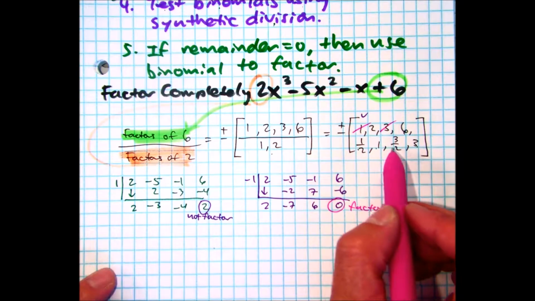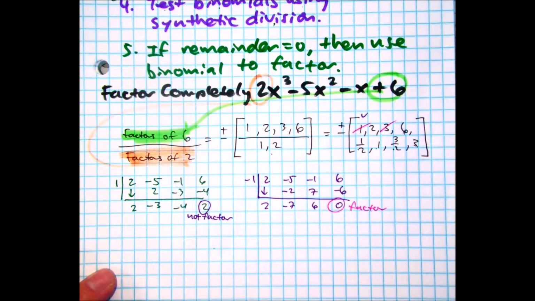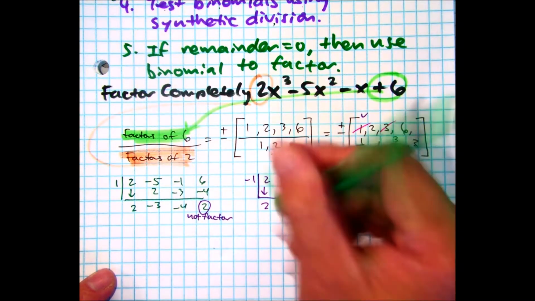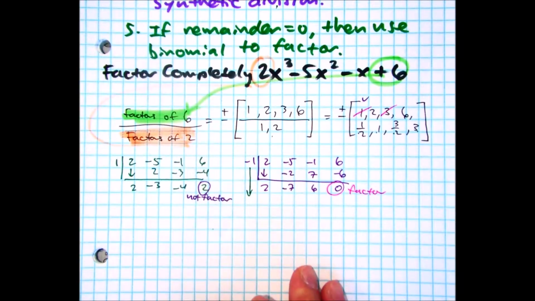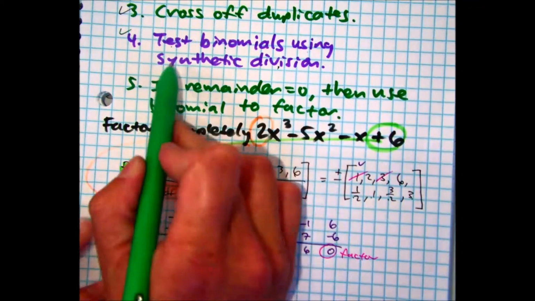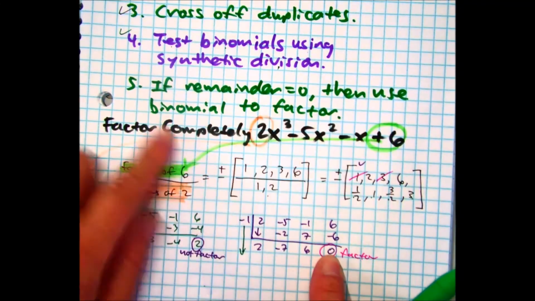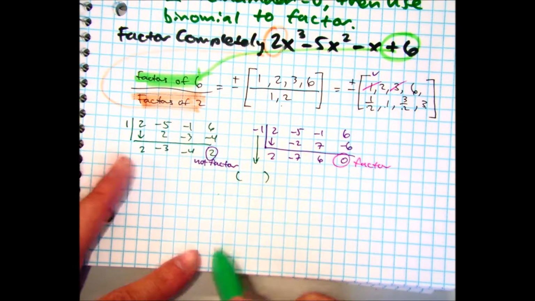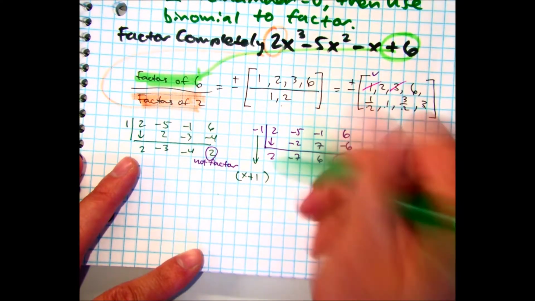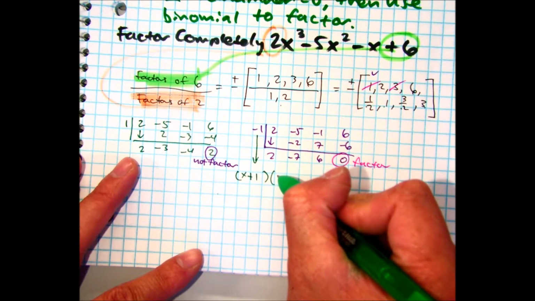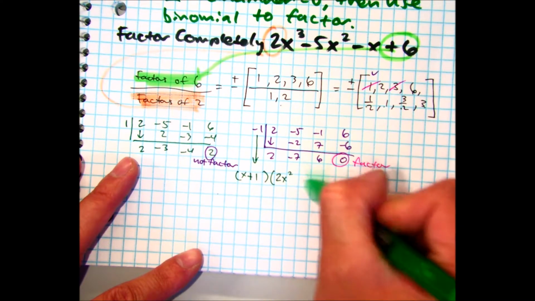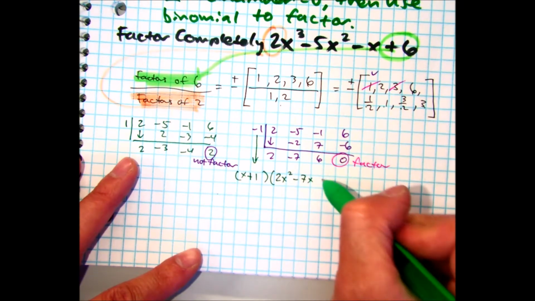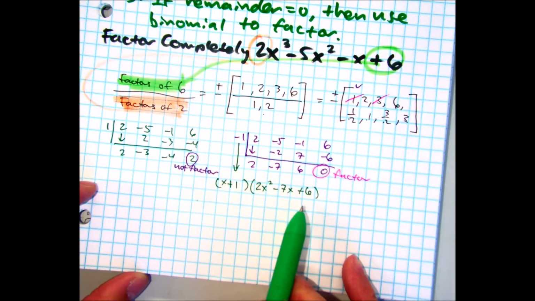I don't have to test the other ones. Watch. Class, what binomial does that become? So we found one. If the remainder is 0, then use this binomial to factor. What does that become, class? X plus 1. What does that become? 2x squared minus 7x. Now you've reduced the cubic function or polynomial to at least now a quadratic, and can you factor that? Yes, you can.